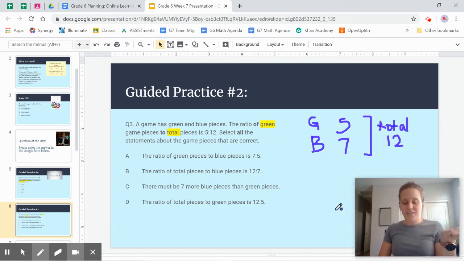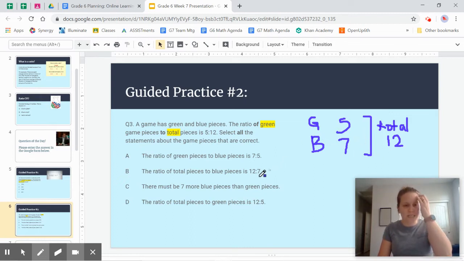Now note that actually there could be 24 pieces. How many green and how many blue would there be if there were 24 pieces in the game? Yeah, if there were 24 pieces, that's my total times 2. So if I want to know how many green pieces, I can multiply it by 2. 10 green and 14 blue.